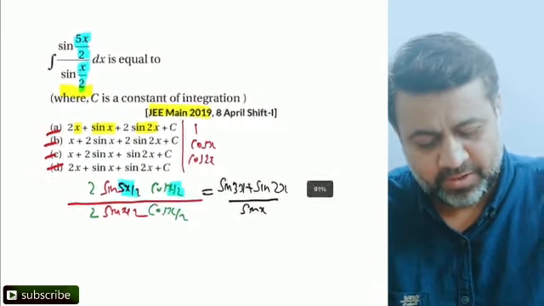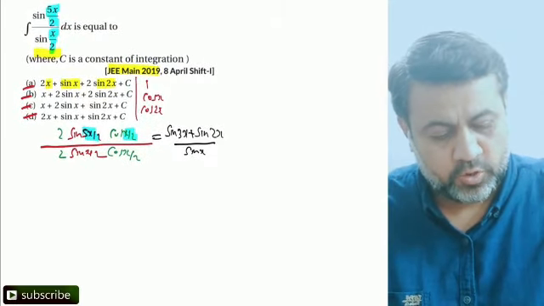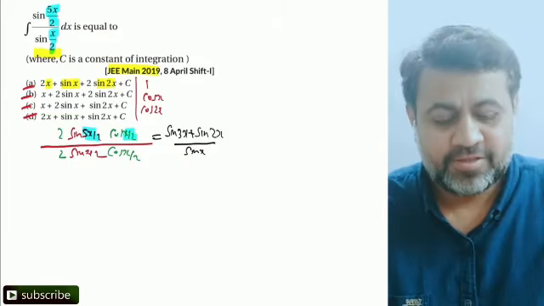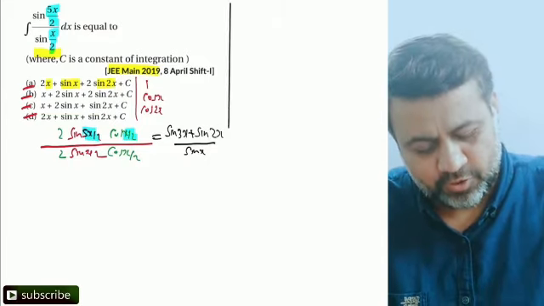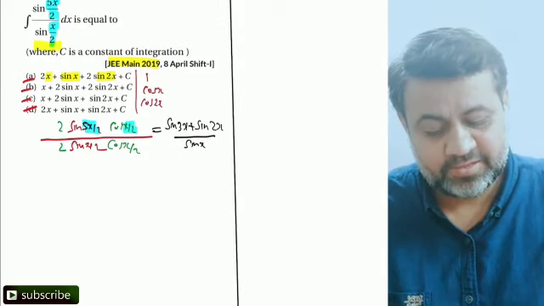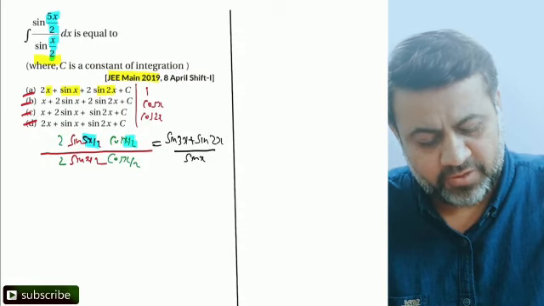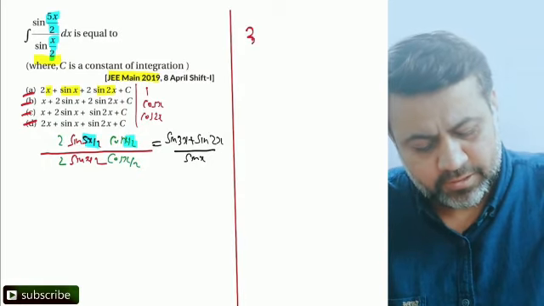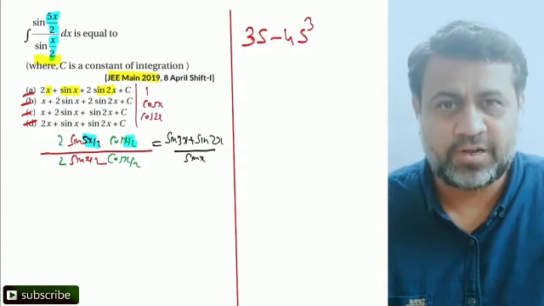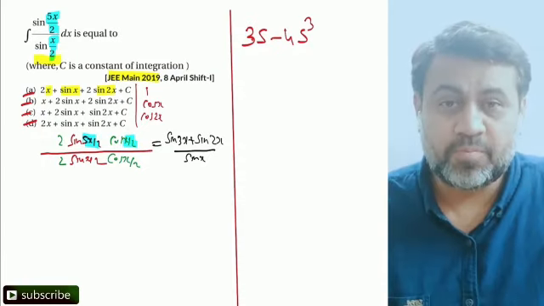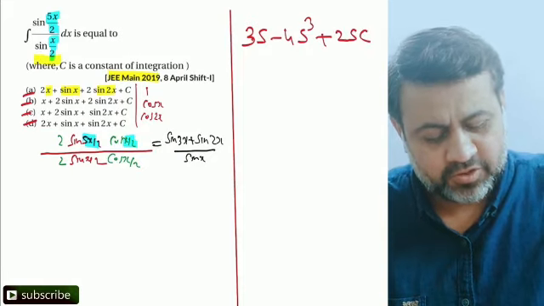Now at this very moment, most of you will think that it's better to apply the formulas for sin 3x and sin 2x, right? Do you remember the formula for sin 3x and sin 2x? The formula for sin 3x is 3 sin x minus 4 sin cube x. And what is the formula for sin 2x? Sin 2x is 2 sin x cos x, right?